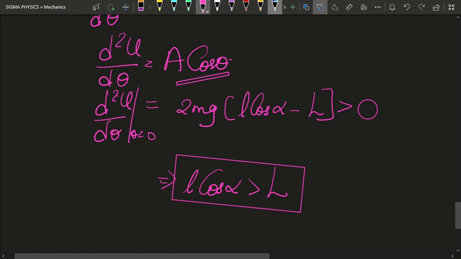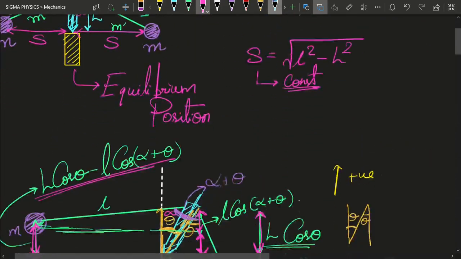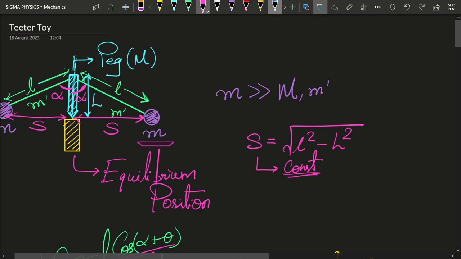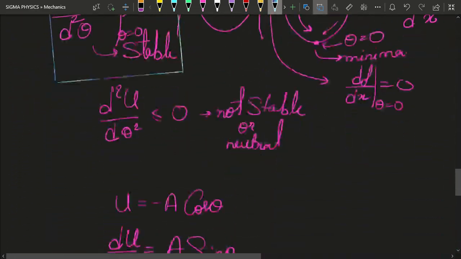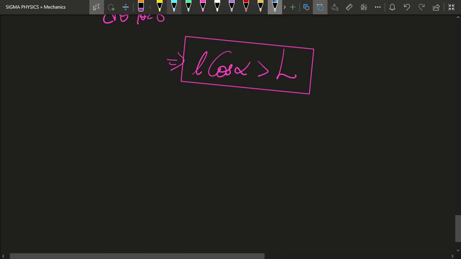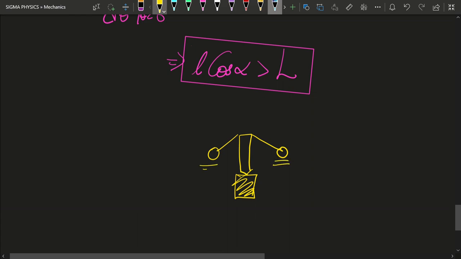While constructing the teeter toy, we need to make sure that small l cos alpha is greater than capital L. That is, these masses over here, these masses small m, should hang below the pivot. They cannot be above the pivot. I cannot, for example, make a teeter toy which looks something like this. Let me draw it over here. Okay, so I cannot construct a teeter toy which looks like this. This also looks a bit funny, right? I cannot construct a teeter toy which looks like that, because l cos alpha is less than L over here. If this is alpha, and this is l, then you can see that l cos alpha is less than L. So this will be very unstable.